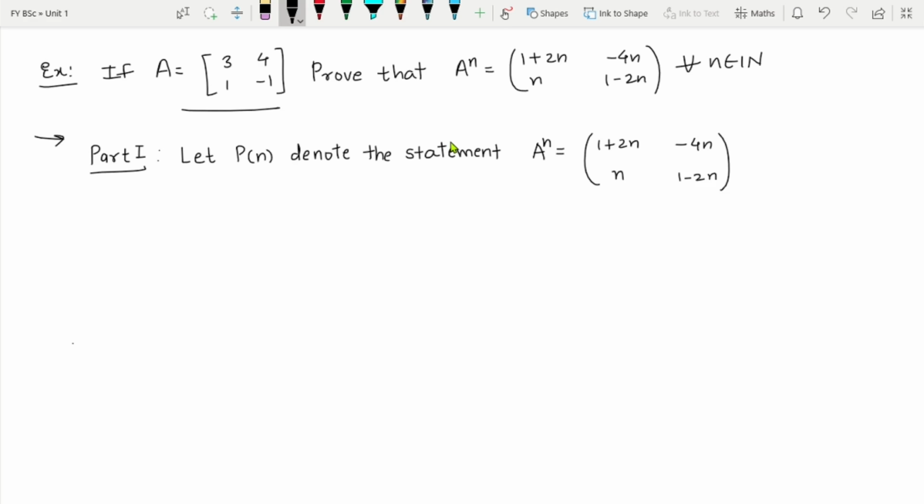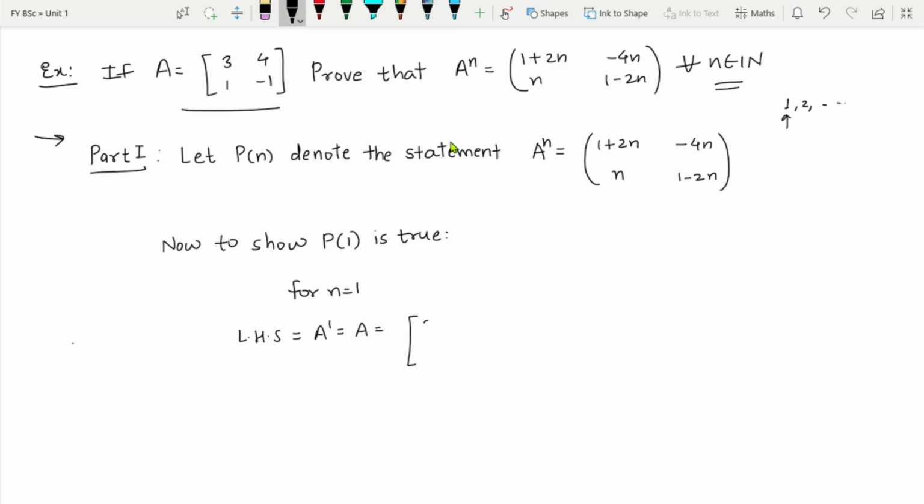Now we are supposed to prove that P of 1 is true, because n belongs to natural numbers is given, and you know natural numbers start from 1 and so on. So we will show that P of 1 is true. So for n is equal to 1, what will be our left hand side? Left hand side is going to be A raised to 1, which is A, and you already know the value of A, that is [3, minus 4; 1, minus 1].